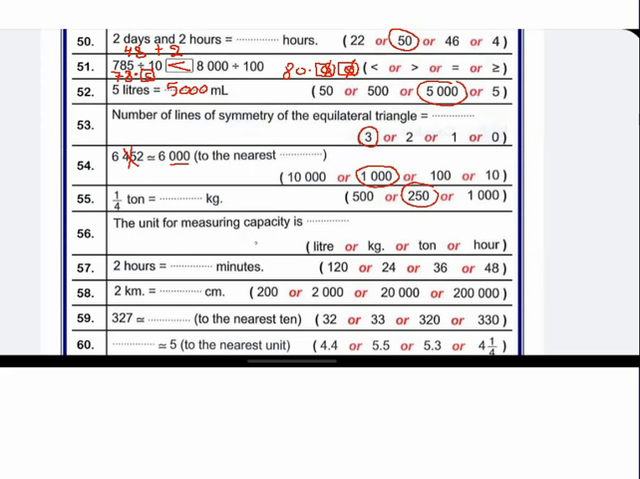For the unit for measuring capacity, yes, liter. Kilogram for weight, ton for weight, hour for time. 2 hours equal how many minutes? We have 60 minutes per hour, so we have here 2 hours, so multiplying by 60, times table 6, it will be 120. 2 kilometers equal how many centimeters? Yes, 2000 multiplied by 1000.